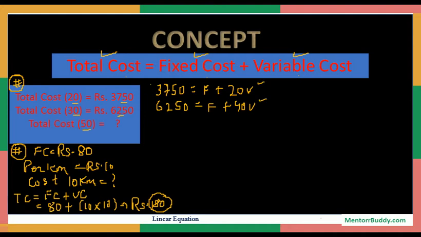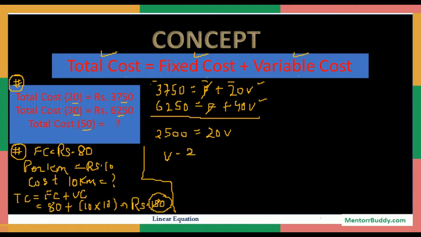Let's solve them simultaneously. So we'll take the difference of the two equations. So 6250 minus 3750 will be equal to 2500. The fixed cost will be ruled out, and 40V minus 20V will be equal to 20V. Solving this, variable cost will be equal to 2500 upon 20. So that will be equal to 125 rupees. Now we need to figure out the fixed cost as well.